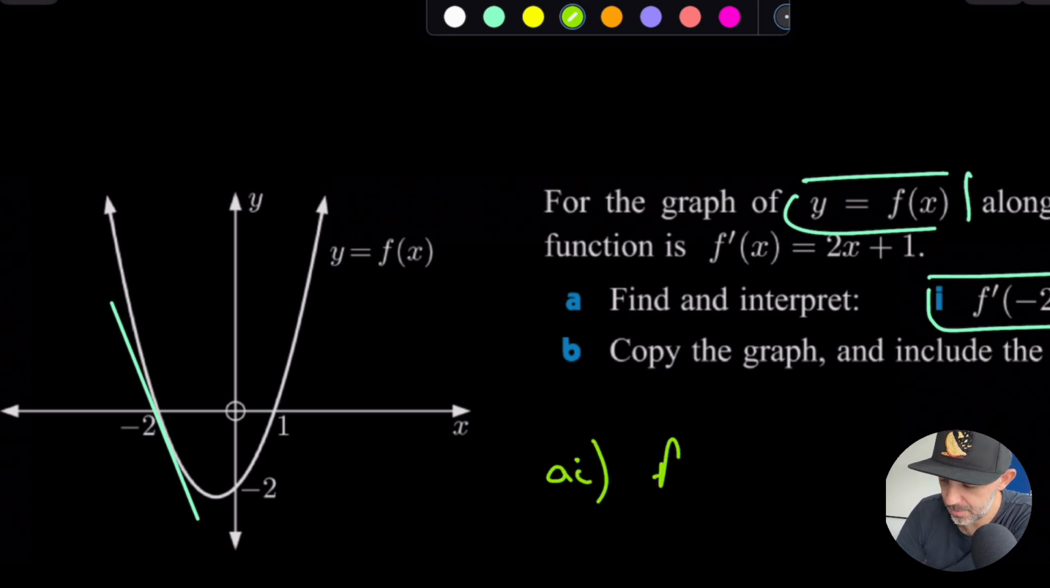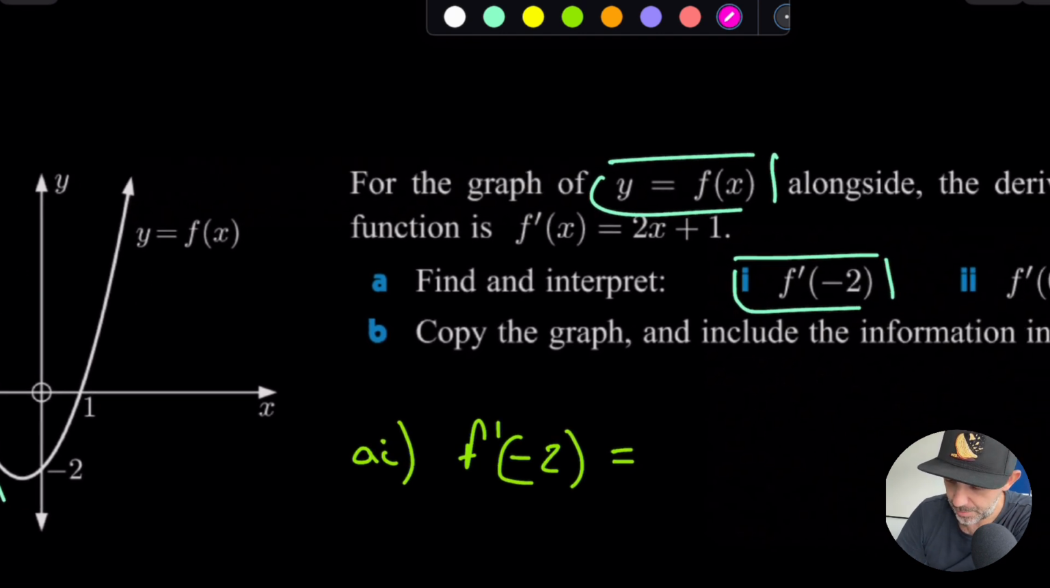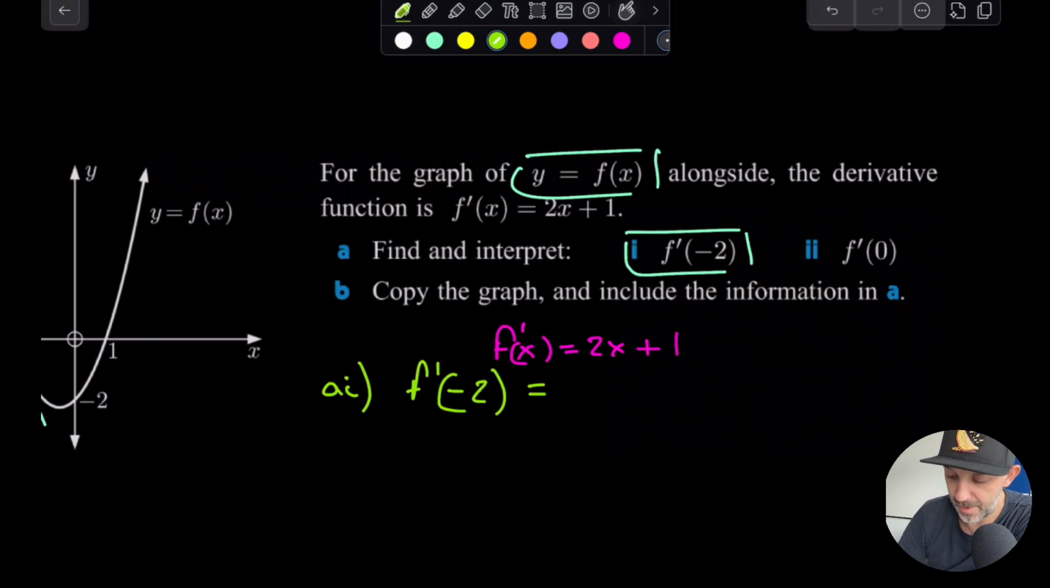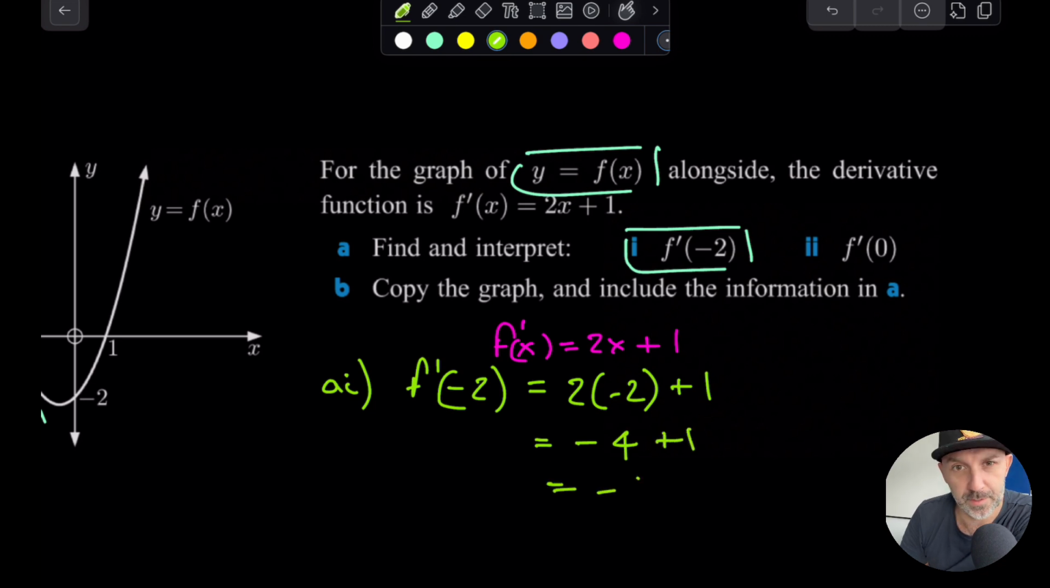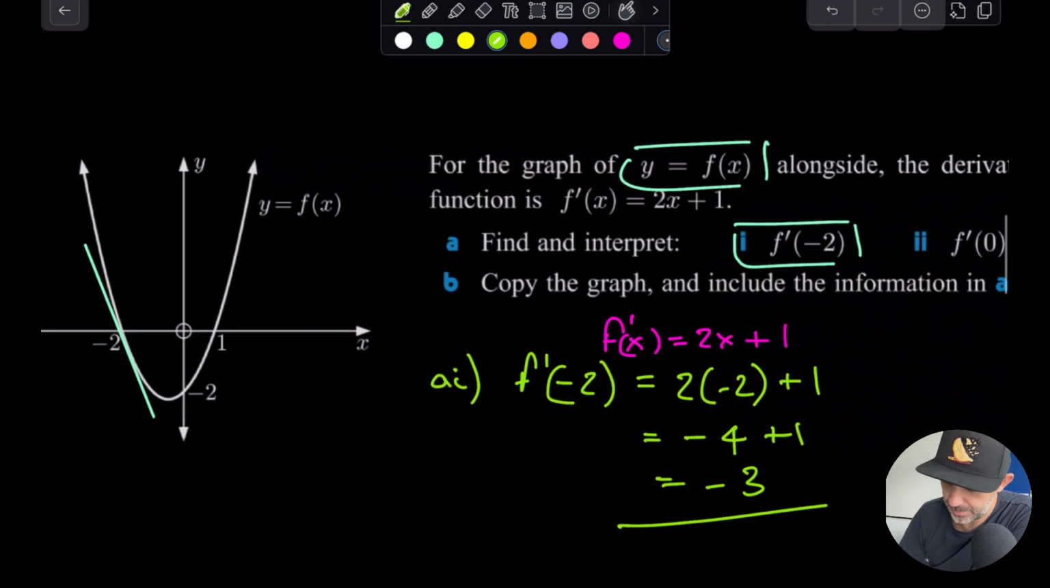So I'm going to start my answer here, that the gradient at -2 is equal to, now this time we don't really have any coordinates to use, so we can't use y2 minus y1 over x2 minus x1. So what am I going to use? Well, we're going to use the expression that they gave us above. So it was given above that f prime of x is equal to 2x plus 1. So if it's asking us for f prime of -2, we're just going to substitute -2 into this expression, and we'll end up with -4 plus 1, which is -3.